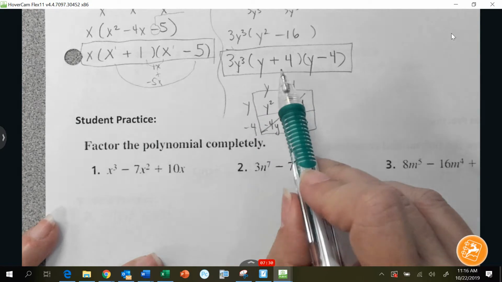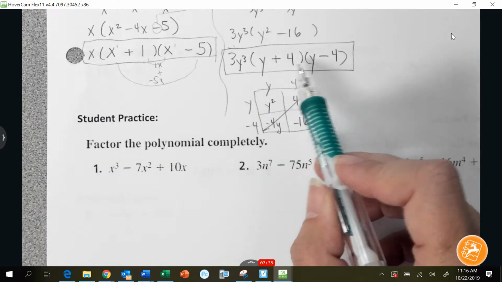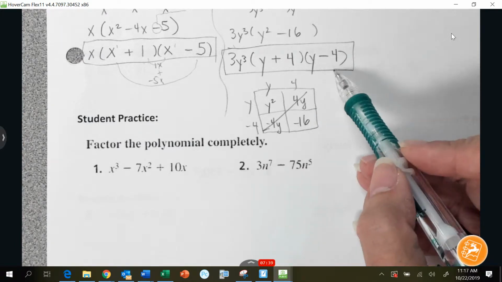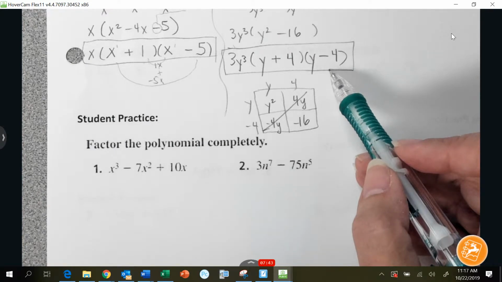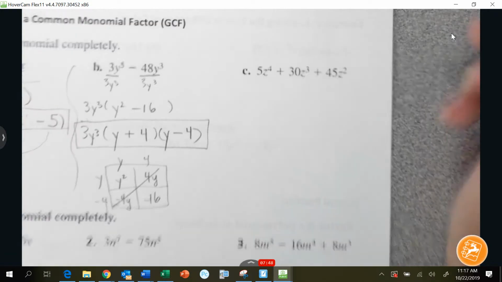Ooh, I boxed it in, but I didn't go back and check. Do I have a difference of squares here? Like, should I factor this one further because it's got a 4? It's subtraction. It's 4. Why not? Ethan, why not? Because the y isn't squared. Okay. Question C.